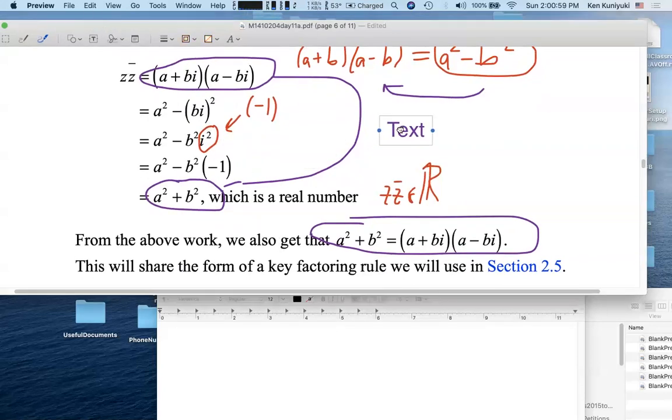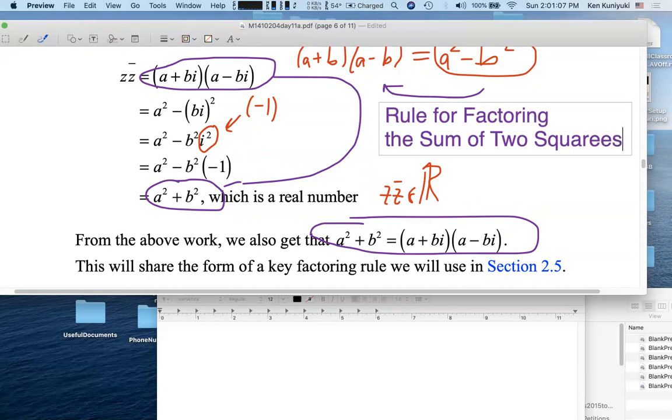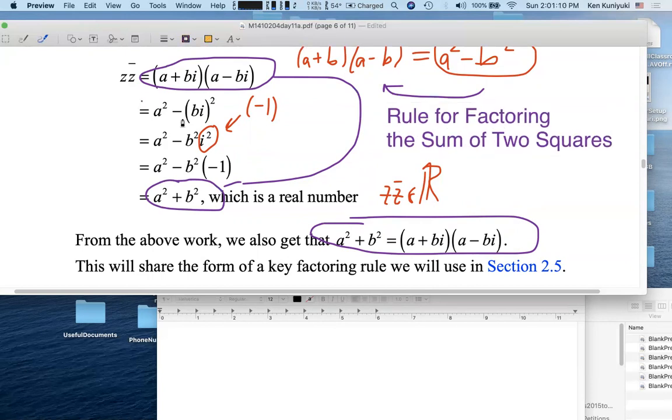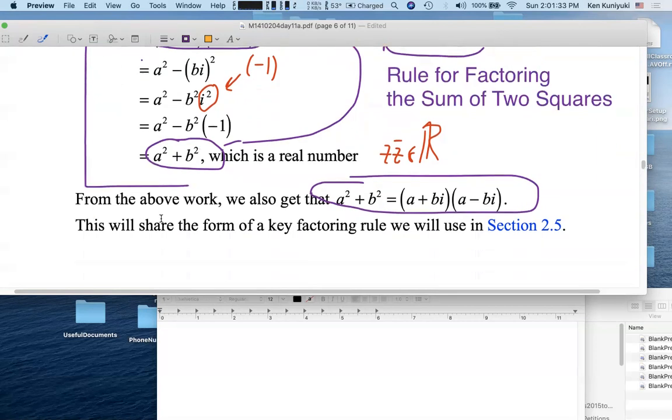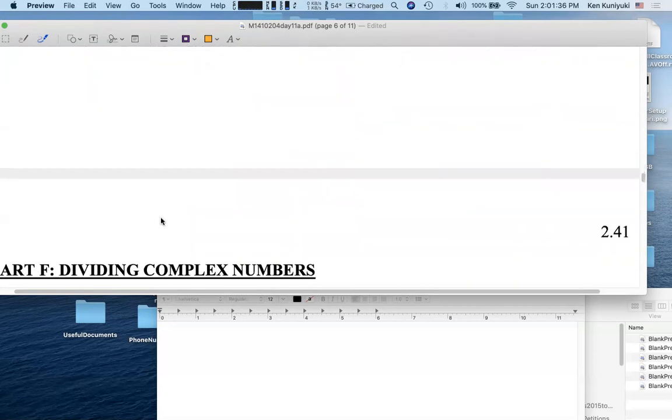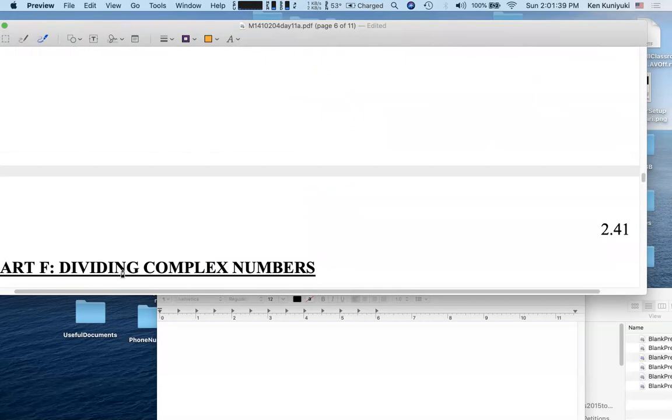But now we have a factoring rule for the sum of two squares, which we didn't have before when we kept it real. But now, if we're allowed to use i, we can factor a squared plus b squared like so. And we're going to use this factoring rule a lot. So this set of equivalencies here shows why using complex conjugates is helpful to help us realize denominators, and also it gives us a factoring rule for a squared plus b squared. All right, next up, we're going to show how complex conjugates can help us divide complex numbers.